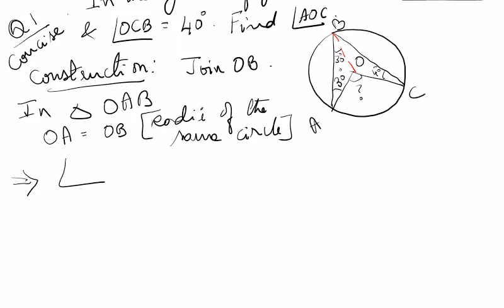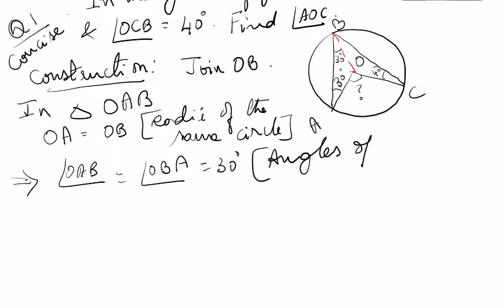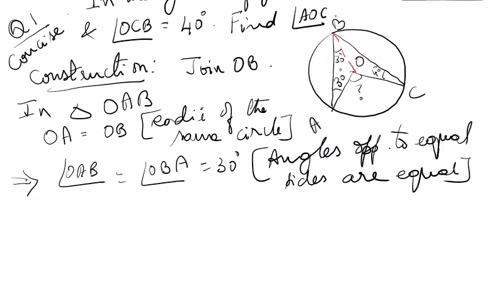So angle OAB, which is 30, and angle OBA, these are the two base angles. So OAB is equal to OBA is equal to 30 degrees. The reason is angles opposite to equal sides are equal. Angles opposite to equal sides are equal.